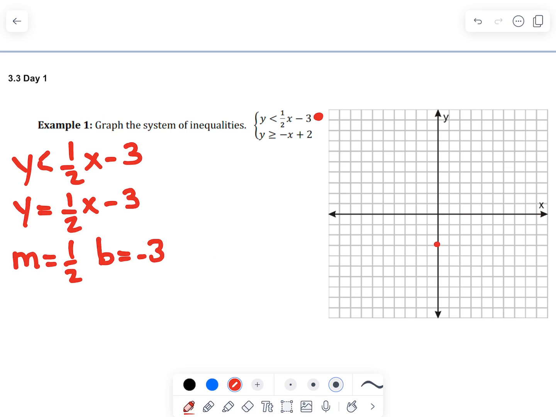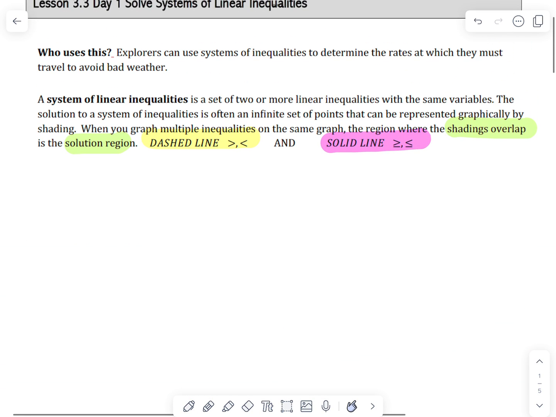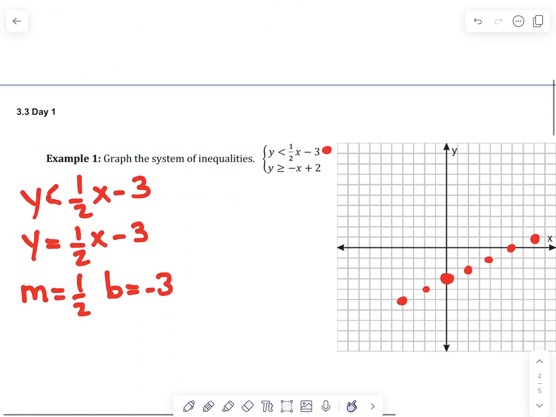So we're going to go down 3 on the y-axis, and then up 1, right 2 to find all of our points. So up 1, right 2, up 1, right 2, or down 1, left 2. So there are some ordered pairs. Now we need to figure out, do we need a solid or a dashed line? Up in our notes, if we have a greater than or less than, it's going to be a dashed line.